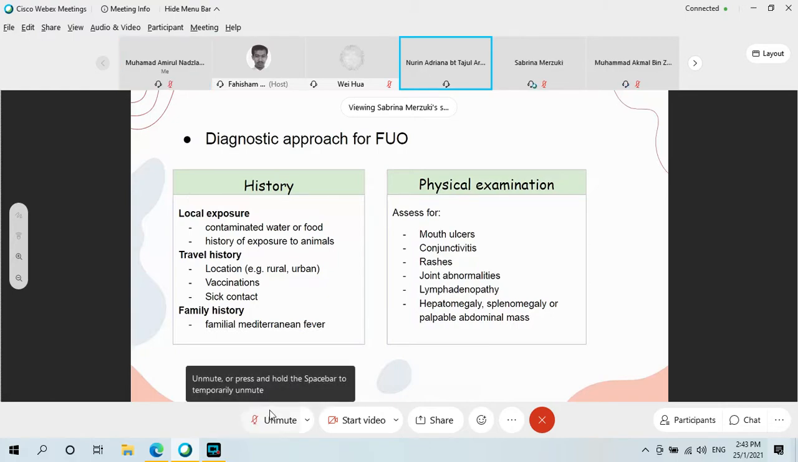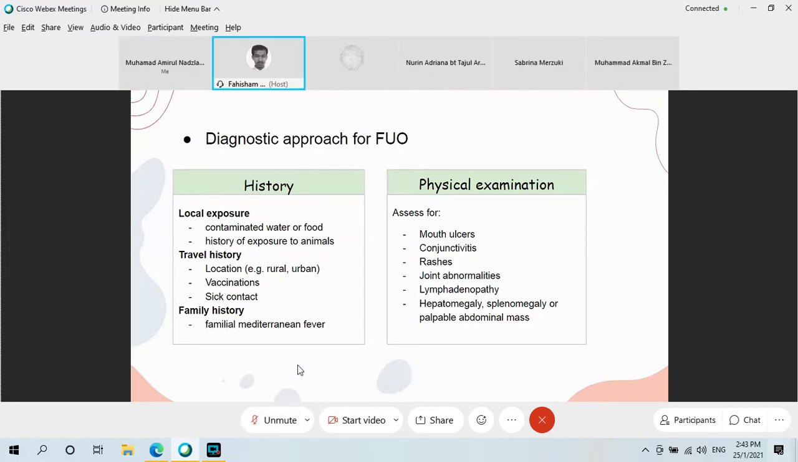How? No, not at all. If you go to the dentist, you're going to get bacteremia, but your immune system will be good. So who's at risk then?